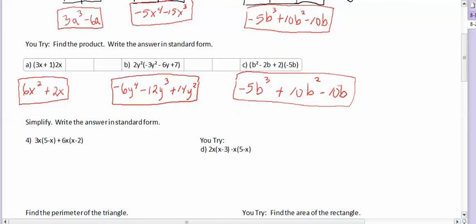Okay, the next section, we're going to be simplifying. We've got a monomial times a binomial plus a monomial times a binomial. So we have to do 2 multiplication problems and then combine like terms. So I'll go ahead and set up our boxes.